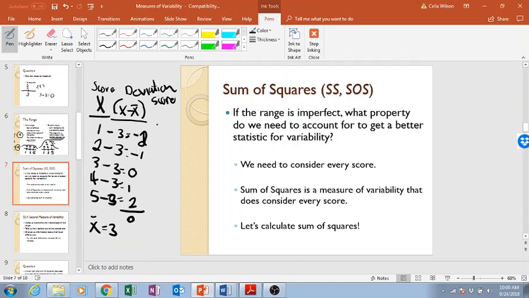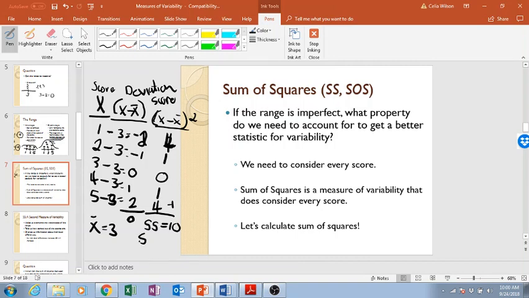All right? But for this, we're looking at sum of squares. So we want to do what it sounds like. We want to, again, get our deviation scores, but now we want to square them. So -2 times -2 is 4, 1, 0, 1, and 2 times 2 is 4, right? Okay, so now we add 4, 5, 6, and 4 is 10. So sum of squares equals 10.